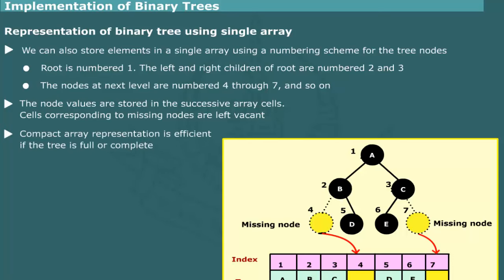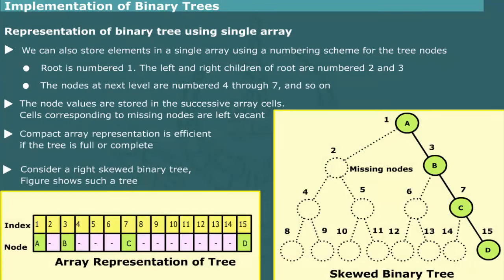The compact array representation is efficient if the tree is full or complete. Otherwise, a lot of space for missing nodes would be wasted. Consider, for example, a right-skewed binary tree in which all the nodes occur as right children. Figure shows such a tree and the corresponding storage array. Notice that to store fewer elements of the tree, we need an array of 15 cells. In this case, over 65% of the allocated space is wasted.